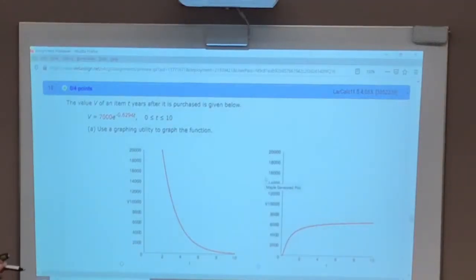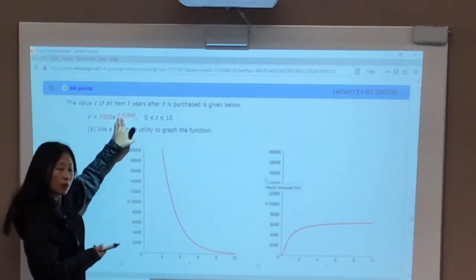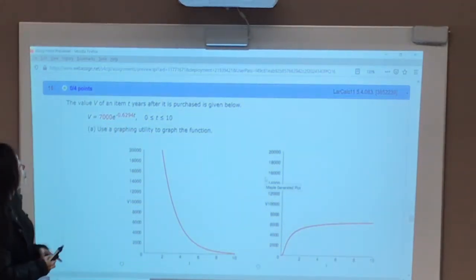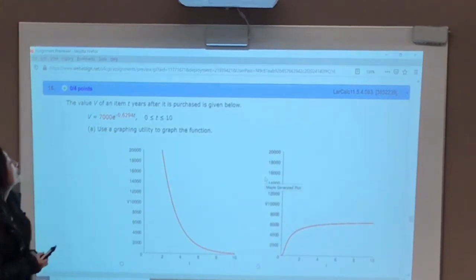The value V of an item T years after it is purchased is given below. This is an exponential function. It's a negative exponential function, which means what? You're not growing. It's decreasing, right? So 7,000 e to the negative.